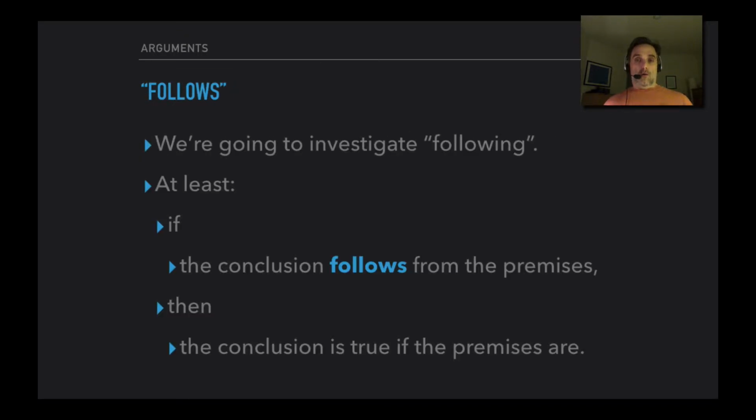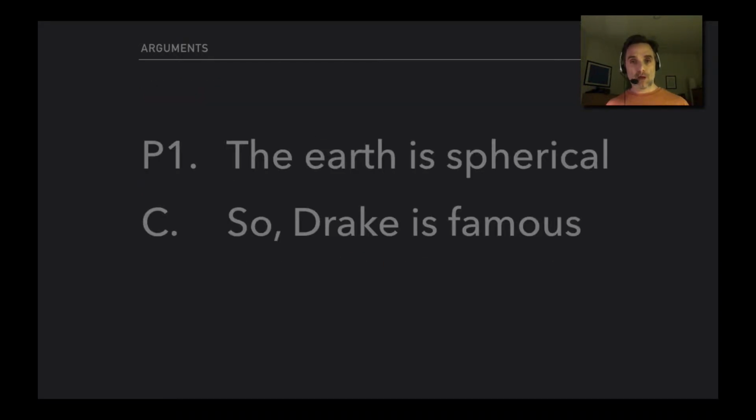So you might think at least if the conclusion follows from the premises, there should at least be the following, that if the premises are true, so is the conclusion. The conclusion is true if the premises are. But there's a little bit more to following than that. So here's an argument. Premise 1, the Earth is spherical. Conclusion, so Drake is famous.